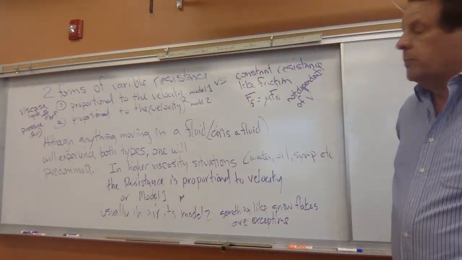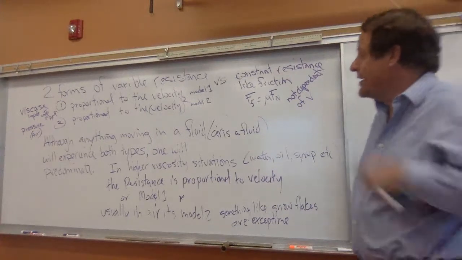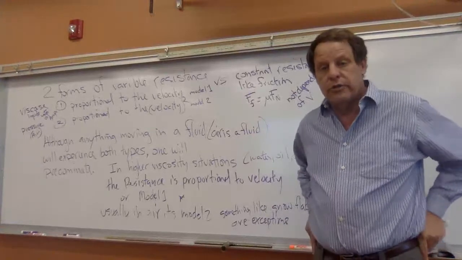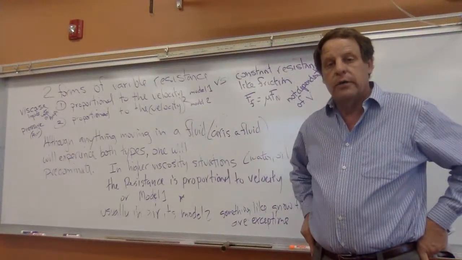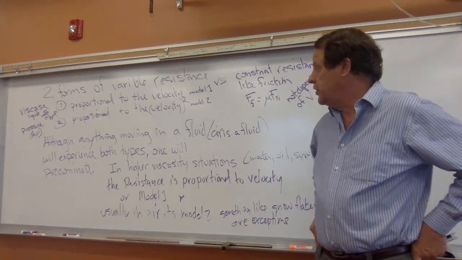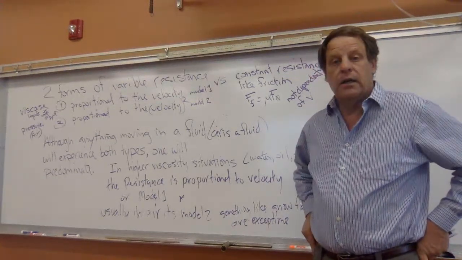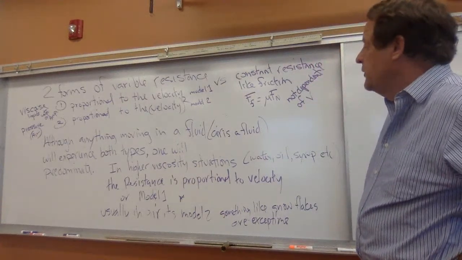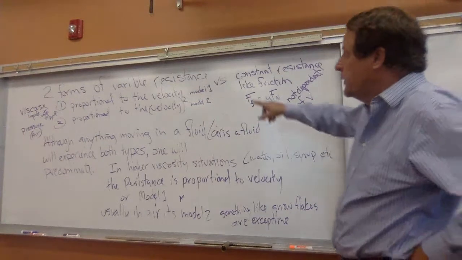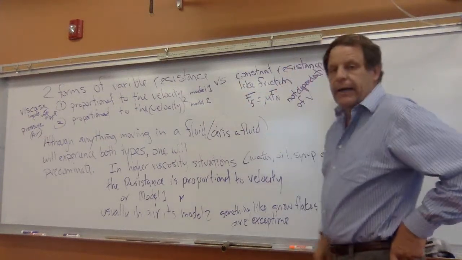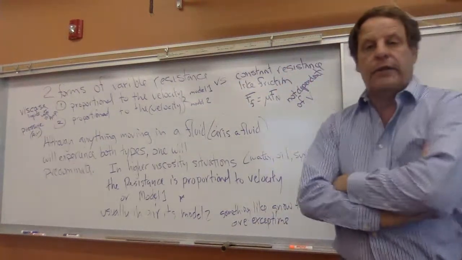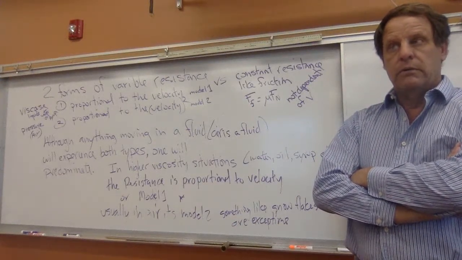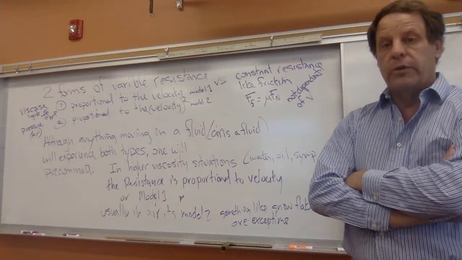Then there is one that is proportional to velocity squared, and that is often called the pressure component, because typically you're going to see that in air. Although anything moving in a fluid will experience both types, model 1 and model 2, essentially one is going to predominate.